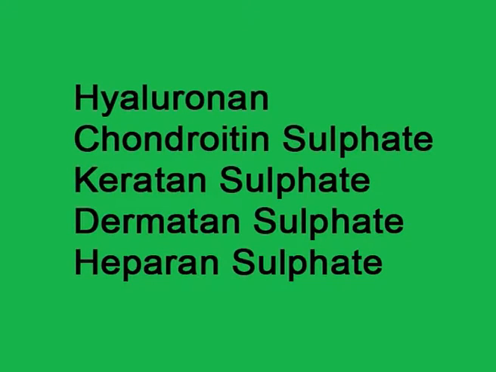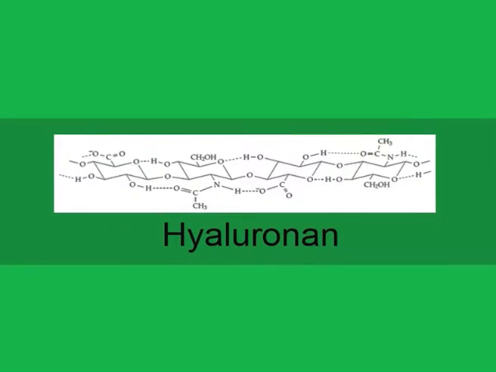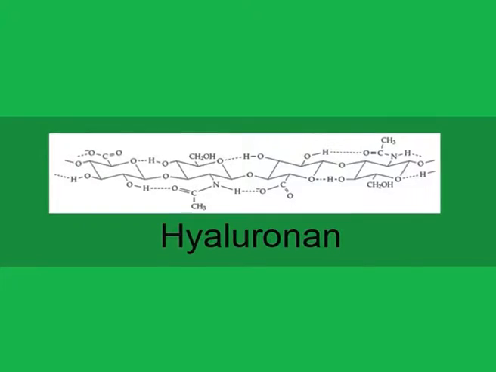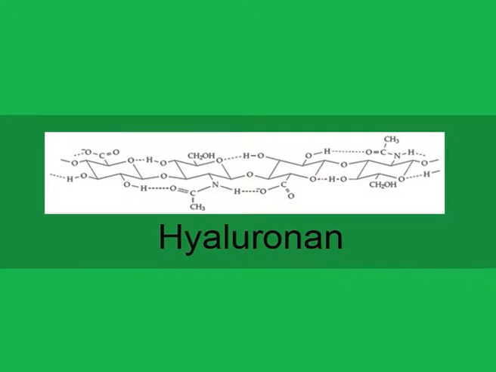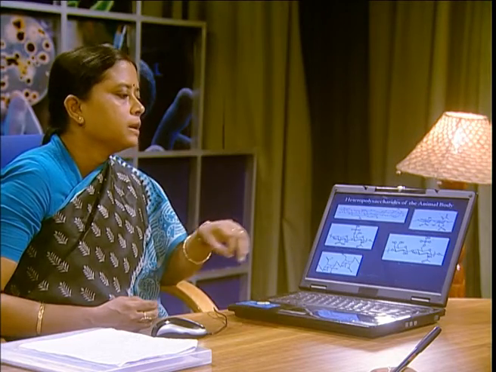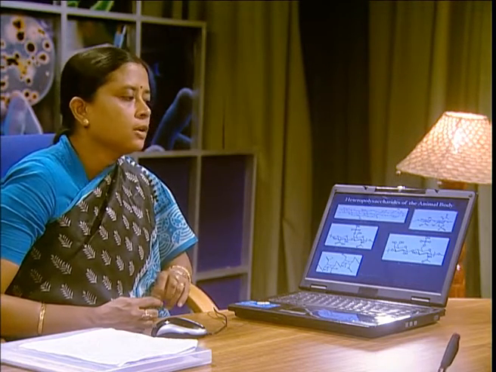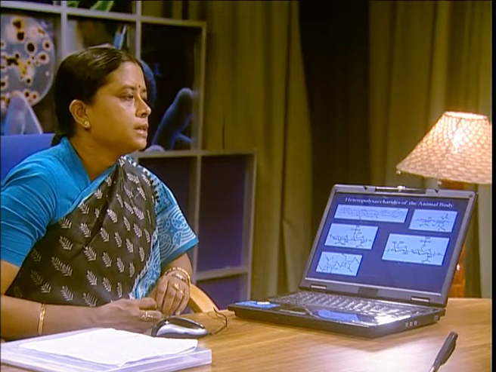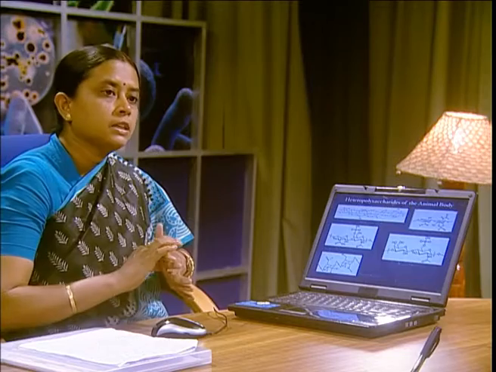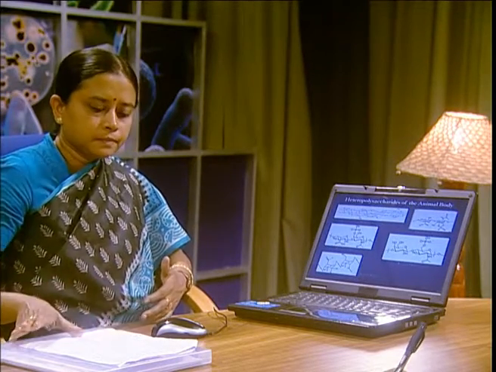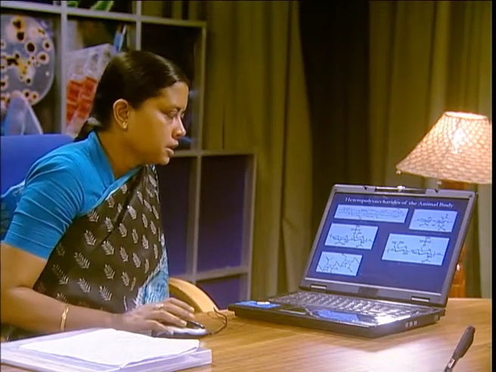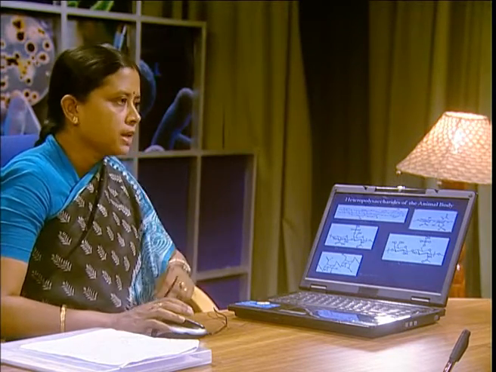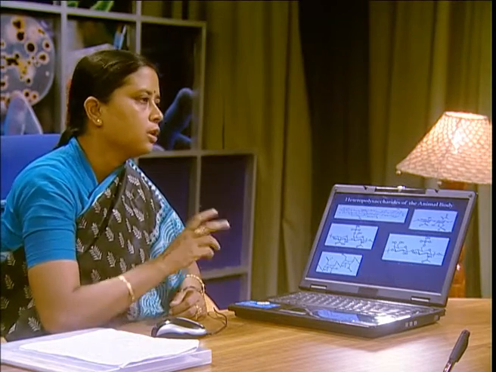As the name suggests, all these four are sulfated, and sulfated means they are charged. Hyaluronan is a straight chain heteropolysaccharide, and these are all associated with proteins, forming proteoglycans. These proteoglycans play a very important role in maintaining the integrity of the connective tissues in our body. Hyaluronan, also called hyaluronic acid, forms the ground substance of the connective tissues.